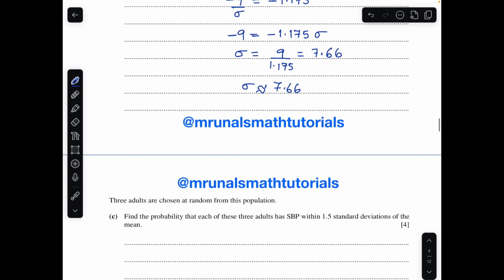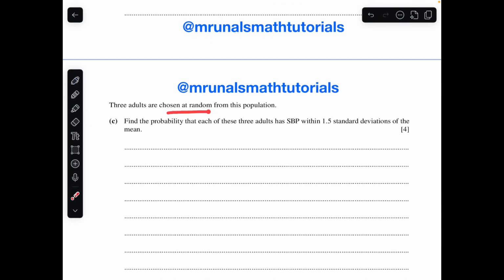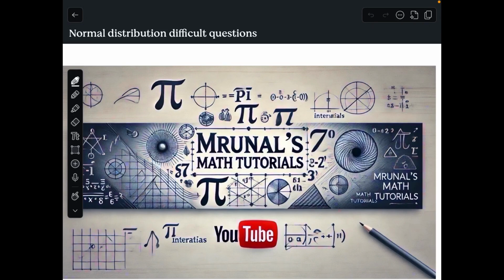Let's go on to part C. 3 adults are chosen at random from this population. Find the probability that each of these 3 adults has SBP within 1.5 standard deviations of the mean. So that means you have the mean in the center, and here you have mean plus 1.5 standard deviations, and here you have mean minus 1.5 standard deviations. We are looking for a probability which is between them, because it says within, right?